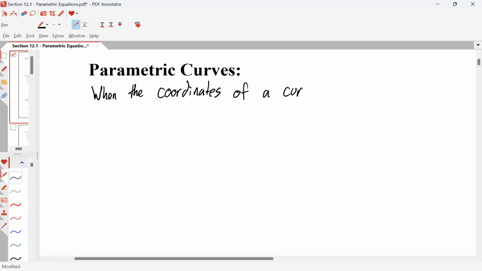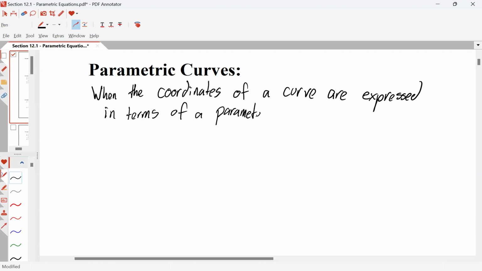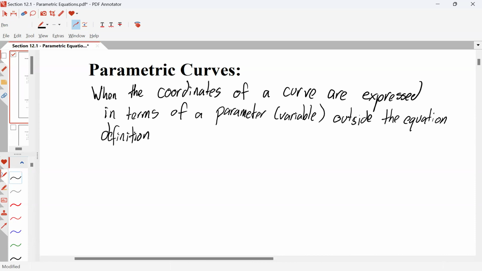of a curve are expressed in terms of a parameter or another variable outside the equation definition. Lots of words to say.